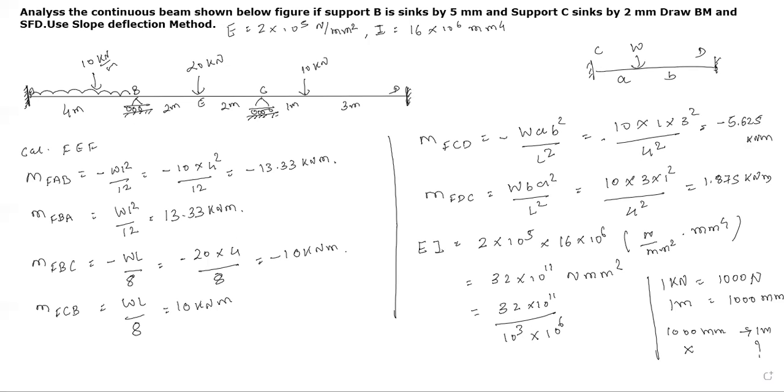Okay, so our final answer will be here. 32 into 10 raised to 11 into, can I write like this, 10 raised to minus 9? Yes or no? So can I say that? Main yahan pe likh raha hu ye. EI should be equal to 32 into 10 square. That means 3200 likh sakta hu, kilonewton meter square. I hope it is clear to all of you. Clear? This concept is clear.